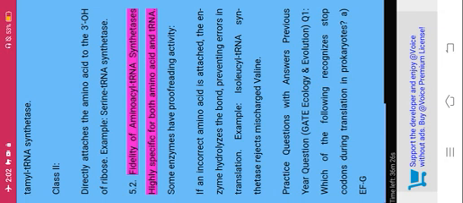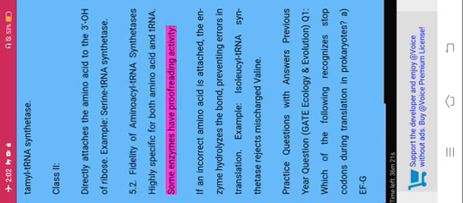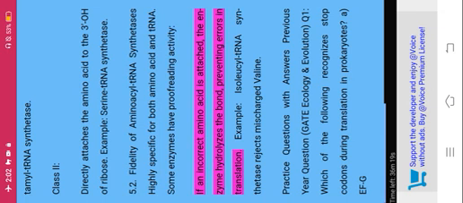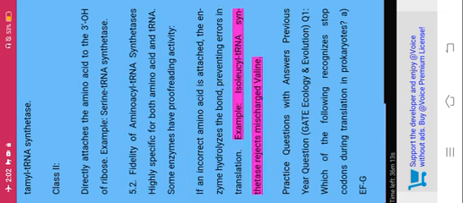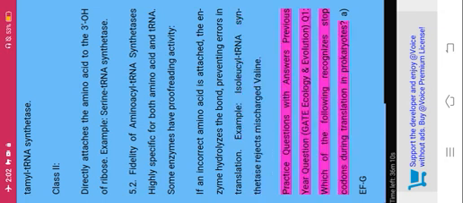5.2. Fidelity: aminoacyl tRNA synthetase is highly specific for both amino acid and tRNA. Some enzymes have proofreading activity. If an incorrect amino acid is attached, the enzyme hydrolyzes the bond, preventing errors in translation. Example, isoleucyl tRNA synthetase rejects mischarged valine.